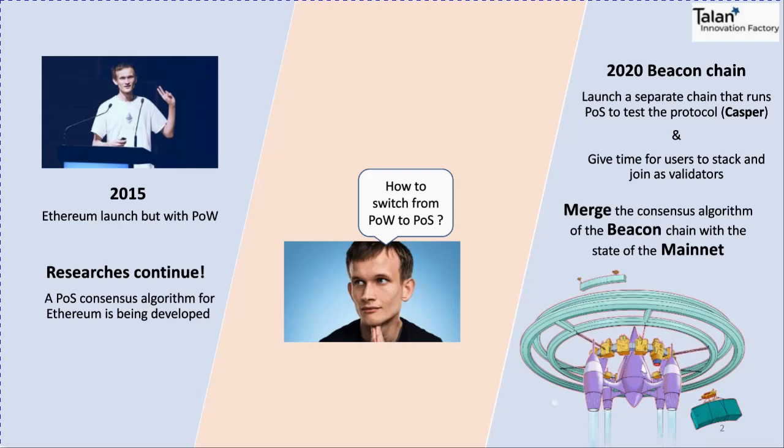For the steps of the merge, the first step was the launch of the beacon chain. As I said, it's the proof of stake chain. The other advantage of having this chain already deployed is to give time for validators that will validate the transactions and participate in the consensus mechanism. And the consensus mechanism on the beacon chain was later added to the mainnet. It's like changing the engine, as described on the website.